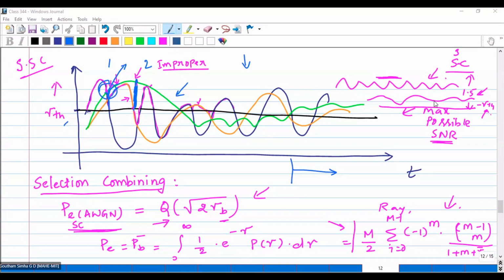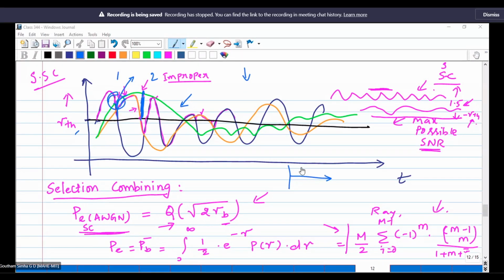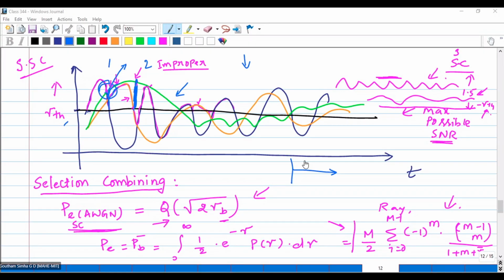Fine, then you can leave the meeting, and then we'll do it in the next class. We'll take another selection combining scheme, and we'll try to concentrate more on the problematic solutions. Okay. Okay then.